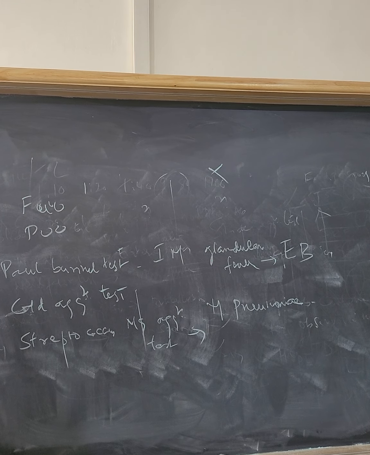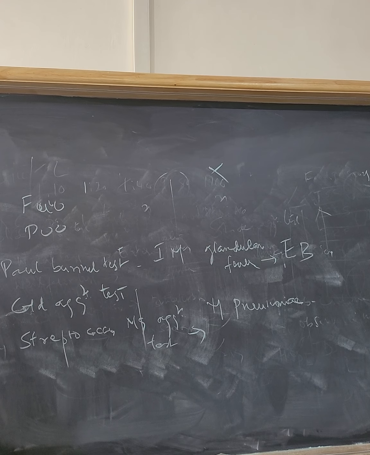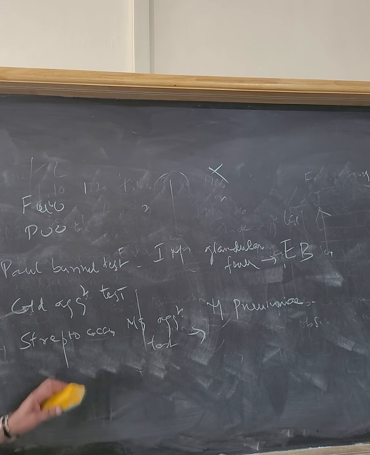Okay, we'll continue. The other tests are the Coombs test, the latex agglutination test, and the Treponema pallidum hemagglutination test, where we put the antigen onto the RBCs. Latex agglutination test. We'll continue in tomorrow's class.